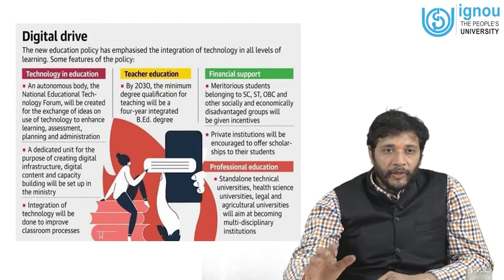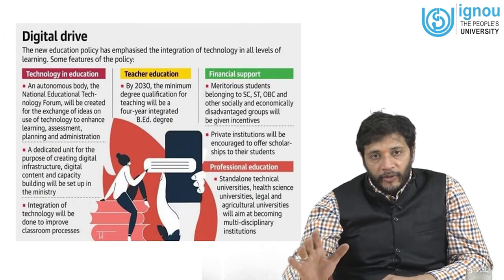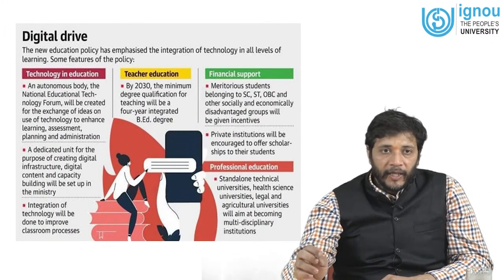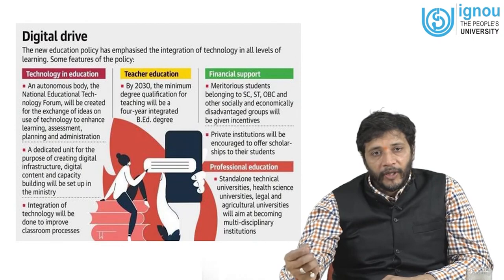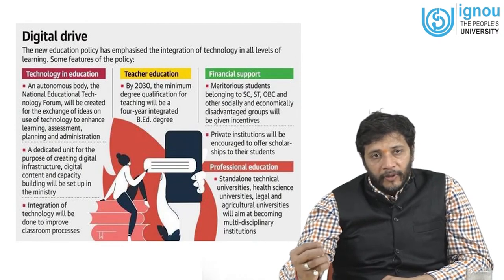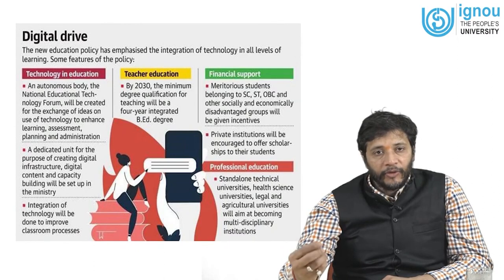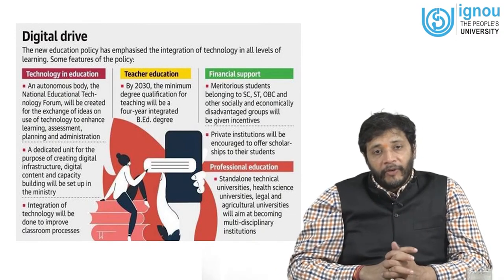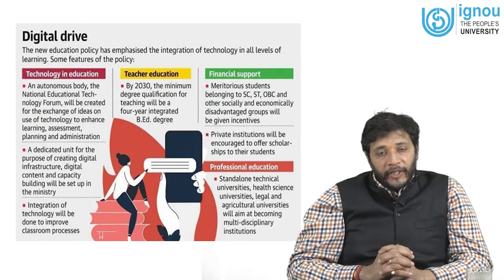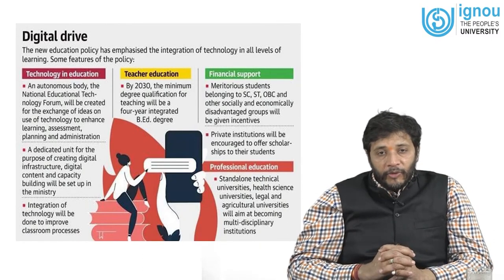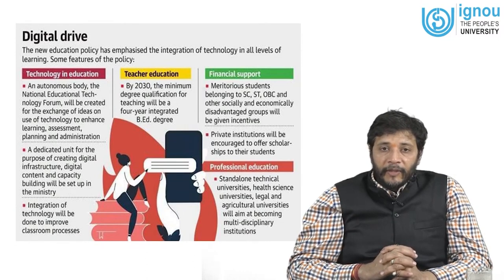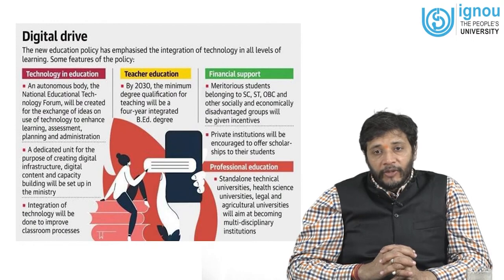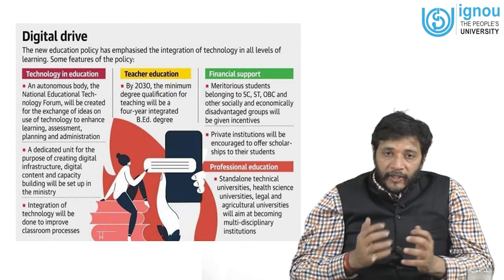On the other hand, if you talk from the new education policy perspective, the digital divide is technology in education, teacher education, and then financial support. We have to create and exchange ideas and the use of technology to enhance learning, assessment, planning, and administration, which is one of the aspects. And then teacher education: by 2030, the minimum degree qualification for teaching will be the 4-year integrated BA degree, for the school-going kids. And for financial support, private institutions will be encouraged to offer scholarships to their students. So these are certain things which are going on.